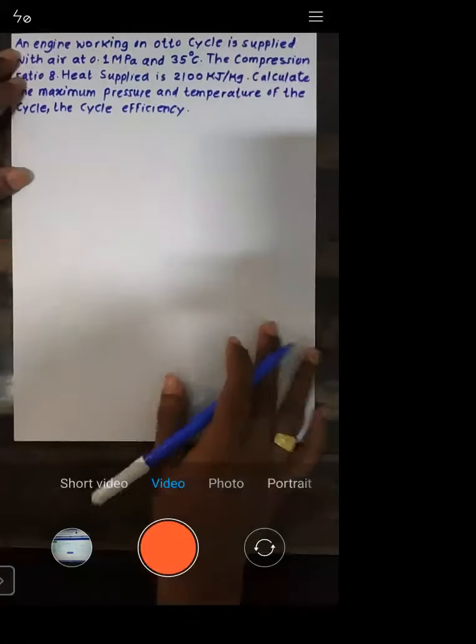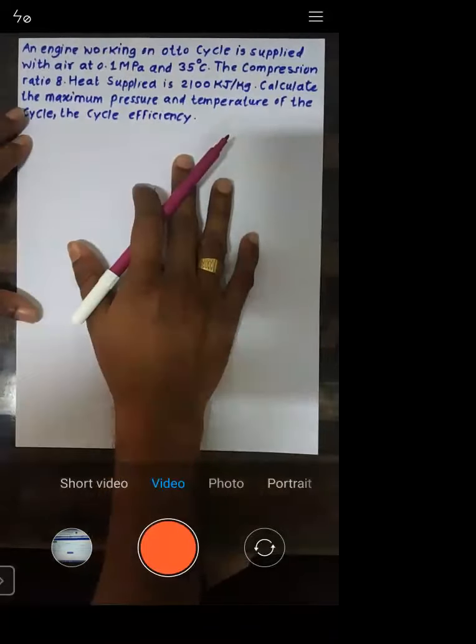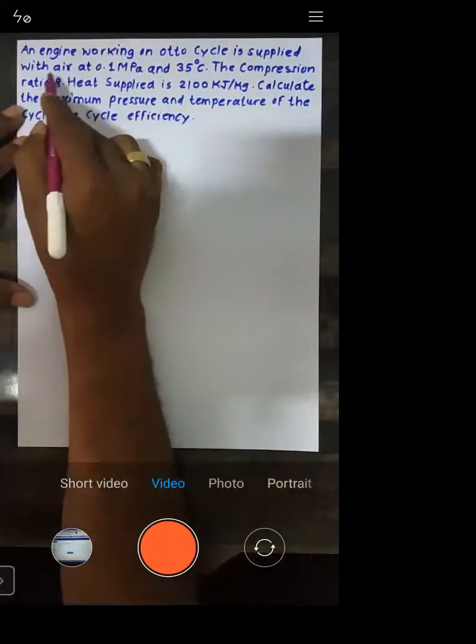Okay, so let us go ahead with the solution of this problem. We will start with the basics. What is given in the problem? An engine working on an Otto cycle. This is the first statement. The engine working on an Otto cycle is supplied with air. So I'll just write down here: an engine working on Otto cycle is supplied with air.